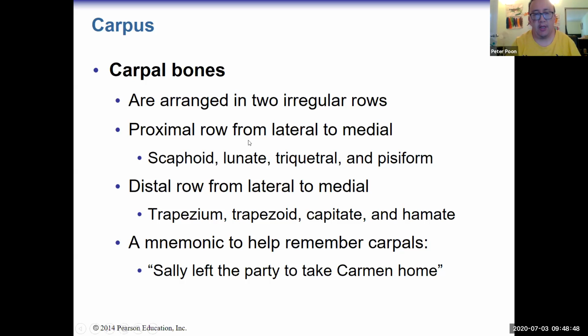The bones in the proximal row: scaphoid, lunate, triquetrum, pisiform. The distal row: trapezium, trapezoid, capitate, hamate. The mnemonic they give you is: Sally left the party to take carbon home. So it goes proximal from thumb to pinky, and then distal from thumb to pinky. This will give you a better mnemonic.